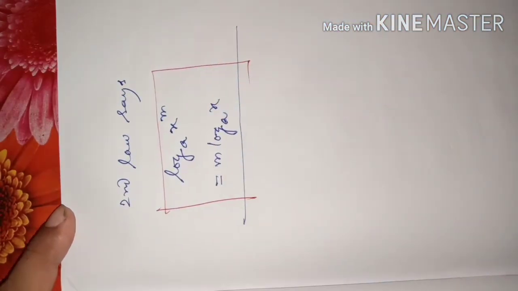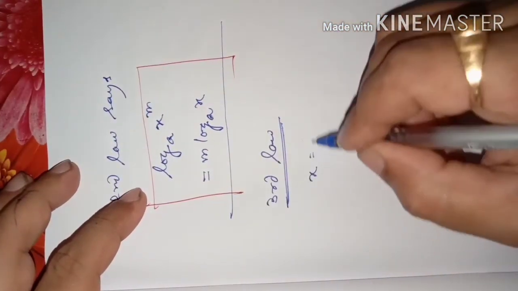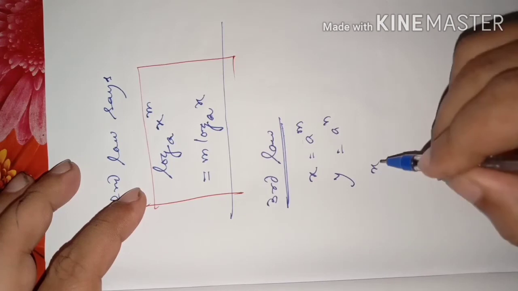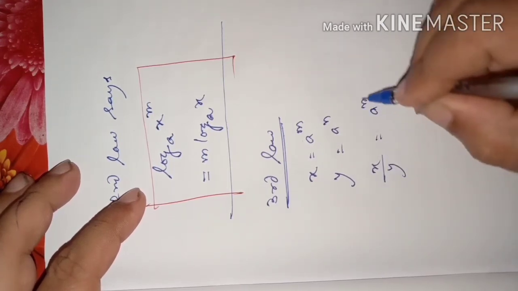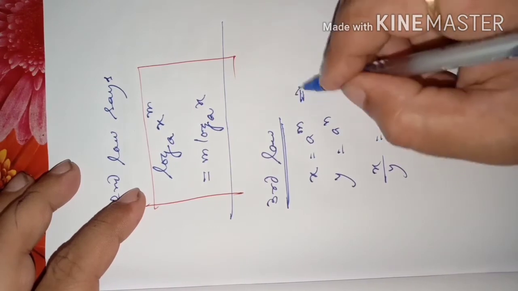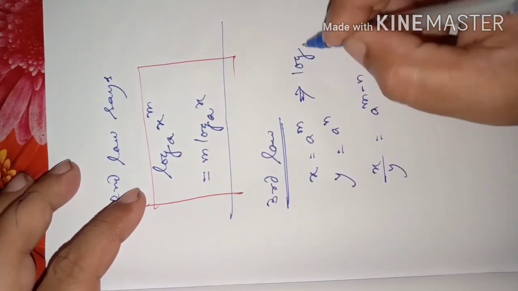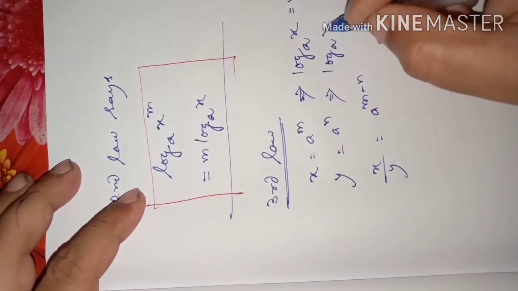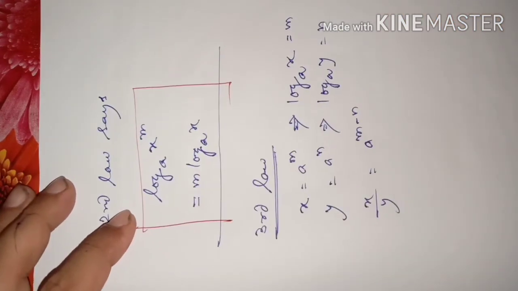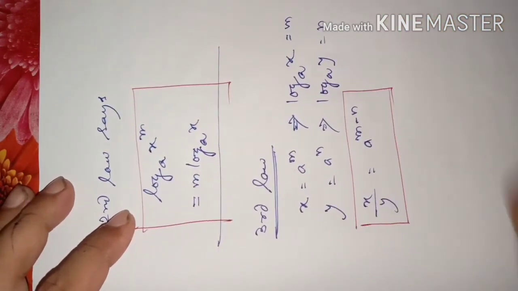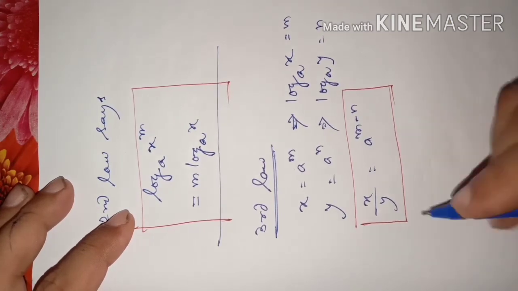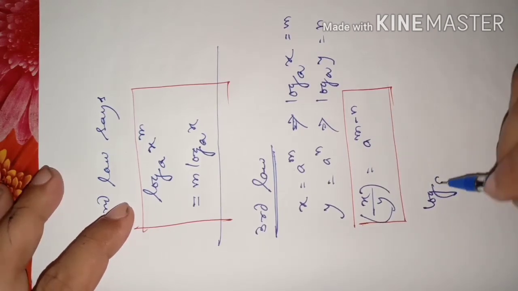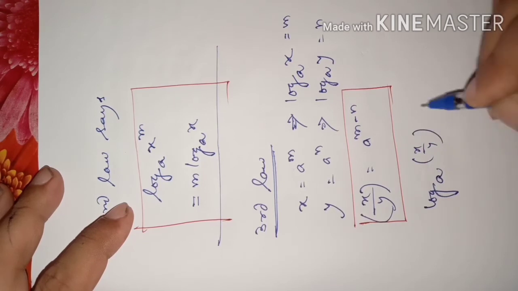Okay, now we will see the third law. Suppose x is equal to a to the power of m and y is equal to a to the power of n, and you are dividing x by y, then what will you get? a to the power of m minus n. From here, if you write log to the base a of x, you will write m. If you write log to the base a of y, you will write n. Now see, for this, what will be the logarithmic value? Since x by y is also expressed in exponential form, log to the base a of x by y will be equal to m minus n.